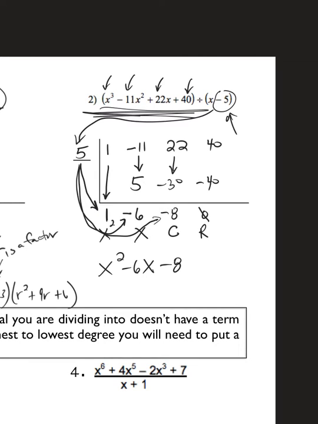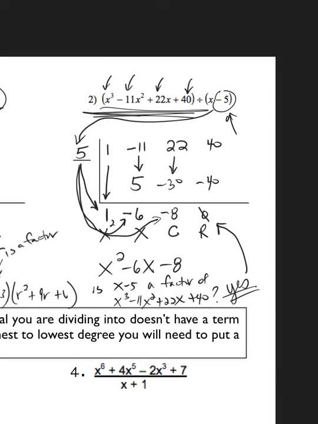If someone were to ask me, is x minus 5 a factor of x cubed minus 11x squared plus 22x plus 40, I would say yes, I would. And the only thing that would make me not say yes is if I had something in the remainder spot. And so now we're going to look at some examples that end up having something in the remainder spot so you can see what to do if you have that issue.